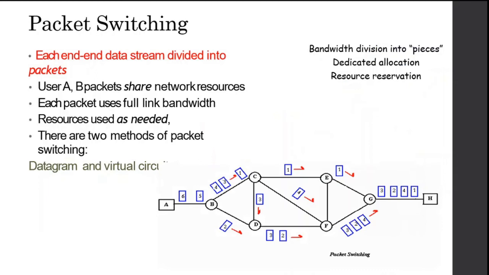Of course, now we have the part on packet switching. Each end-to-end data stream is divided into packets. For example, user A and B packets share network resources. Each packet uses the full link bandwidth. Resources are used as needed. And we have two methods of packet switching: datagram and virtual circuit. As you can see from the figure, A and B, the nodes C, D, E, F, G, H. These are the bandwidths that we have to go through to send to the receiver.